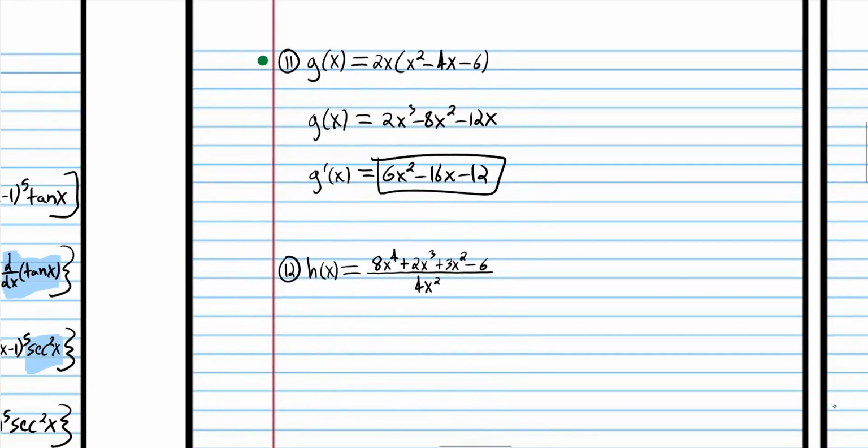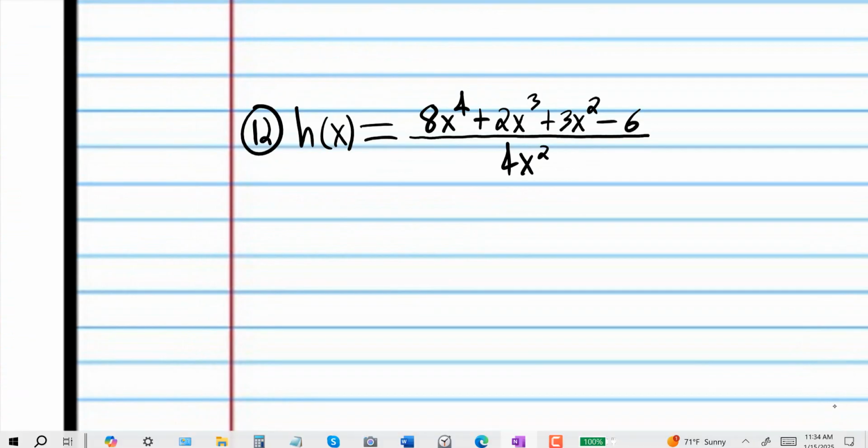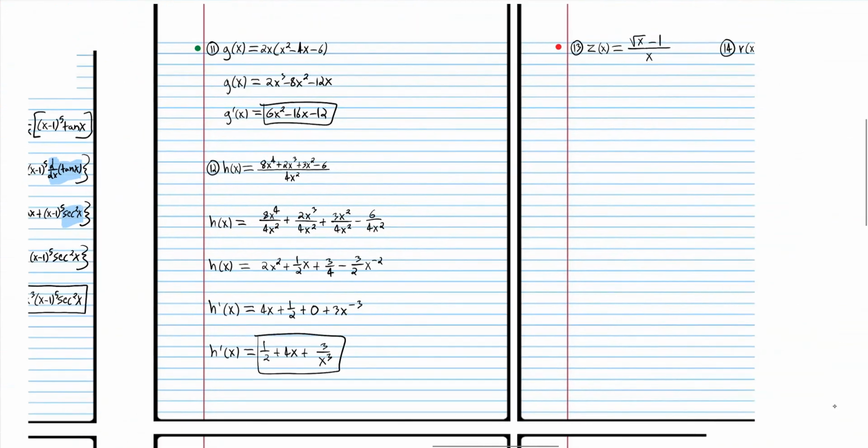So I want you to try number 12. Simplify the expression before finding the derivative. You don't want to have to use the quotient rule. And when you come back, we'll do it together. Okay, we're back. And that is our final answer. So if you got that right, excellent.